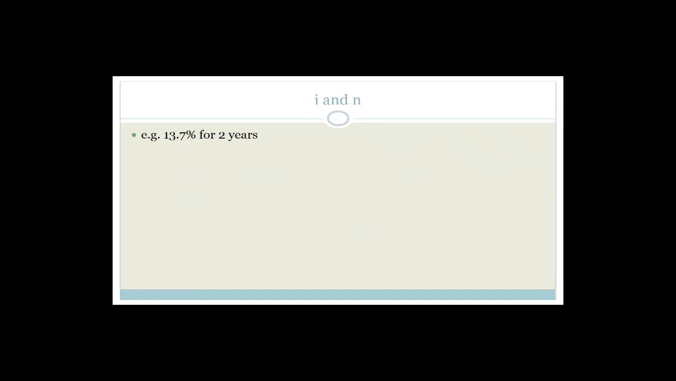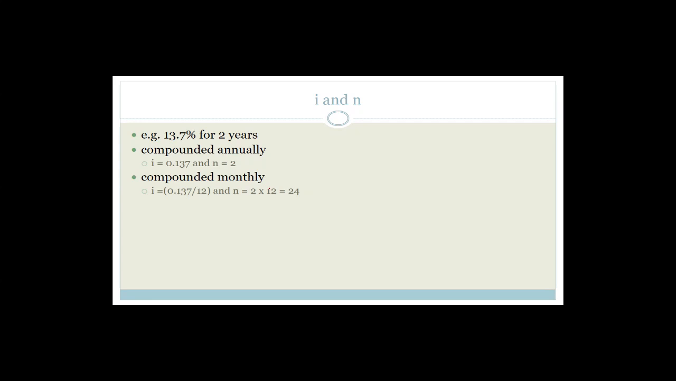So if you have an example of 13.7% for 2 years, then do you agree if it's compounded annually, your I is just 0.137 because it's 13.7 divided by 100, and your N is 2. Okay, nice and easy. It's just like what we've just been doing. But what happens if we compounded monthly?